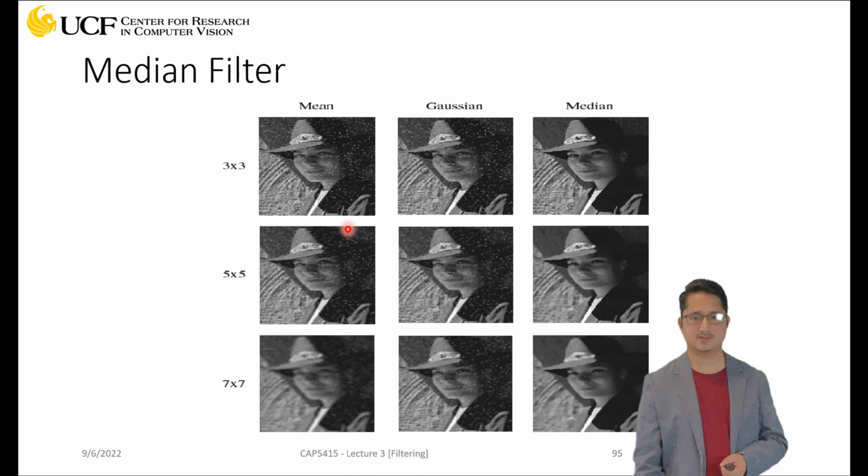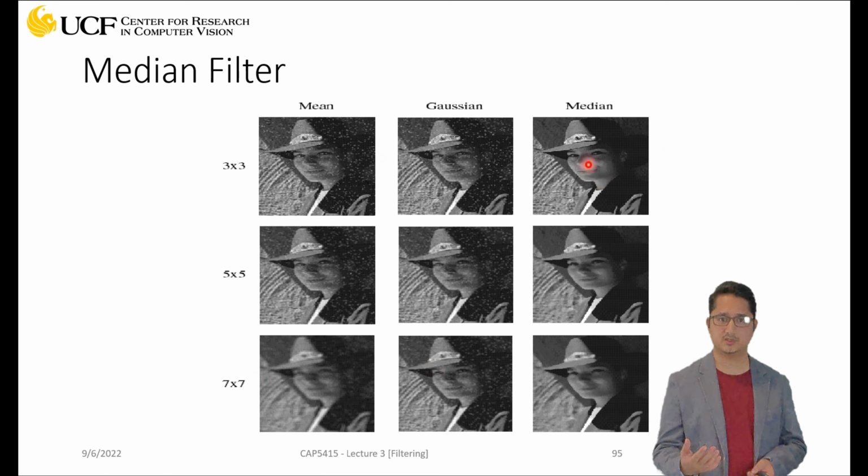So generally, you can see that as you increase the neighborhood of the kernel, your Gaussian filtering is actually doing a better job as compared to mean filtering. But if you look at the median filtering, even with a 3 cross 3 kernel, it almost removes all the salt and pepper noise we had in this input image.